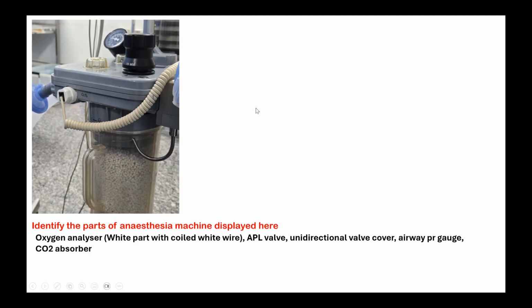Okay, so these are all the parts that you see. What is this hook for? Can you see a hook here? Not all machines will have it, but some machines, this is a Pendon machine which may have that. So these are the oxygen analyzer, the white part with a coiled white wire, the APL valve, unidirectional valve covers, airway pressure gauge, and CO2 absorber. And this is the handle to remove the absorber and replace the cylinder.